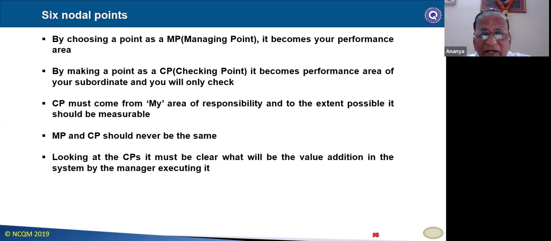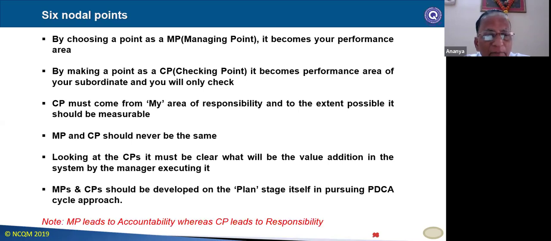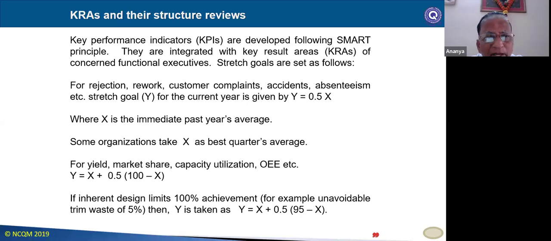Looking at the CP, it must be clear what value addition will be done by the system, by the manager executing it. Everything we talk about is value addition. MPs and CPs should be developed at the planning stage itself. We normally do that here. So we'll now come to daily work management.